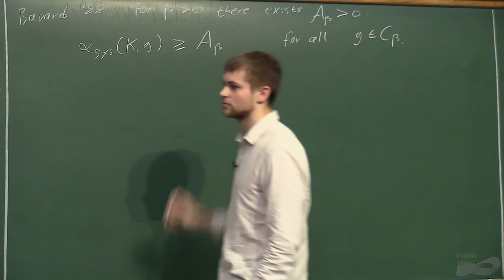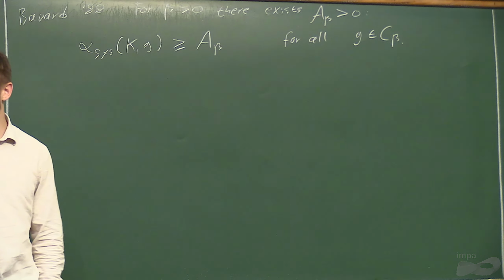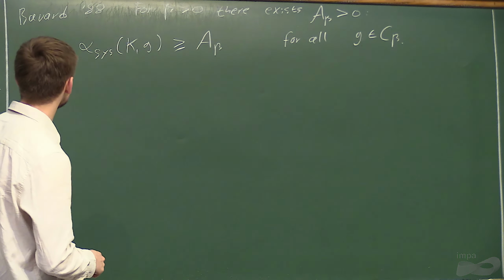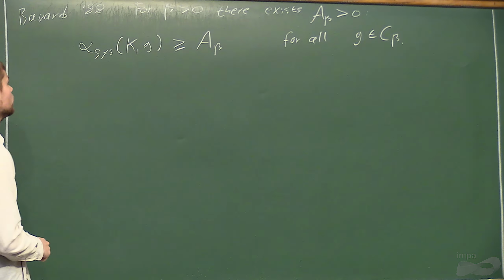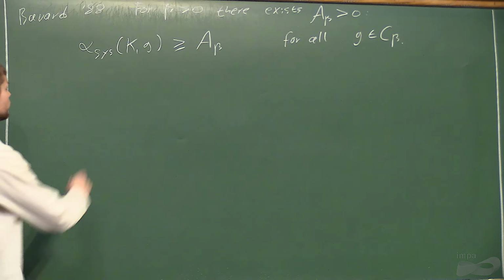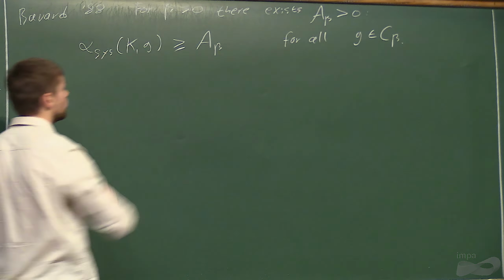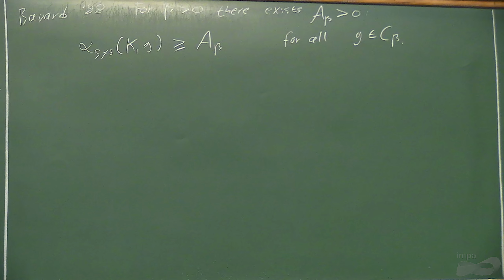And this constant A beta, this is known, so there are formulas, you can just write it down explicitly. And furthermore, we also know in every conformal class some conformal factor for which this inequality is an equality, so this is a sharp inequality. But the point is, or the thing is that maybe these conformal factors are not smooth functions.